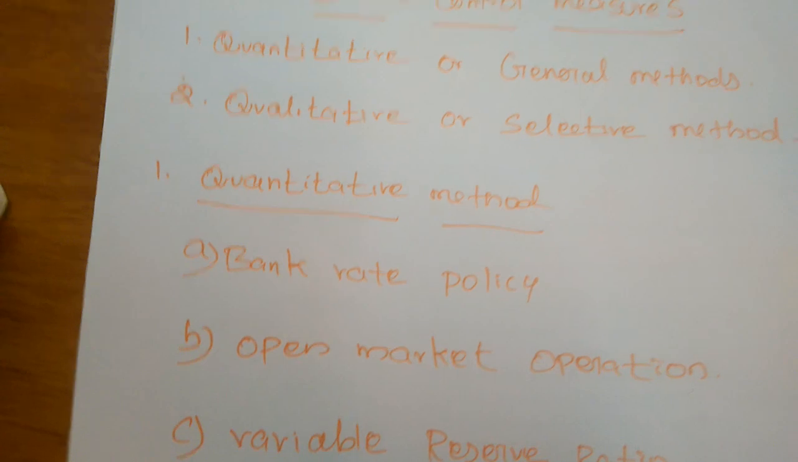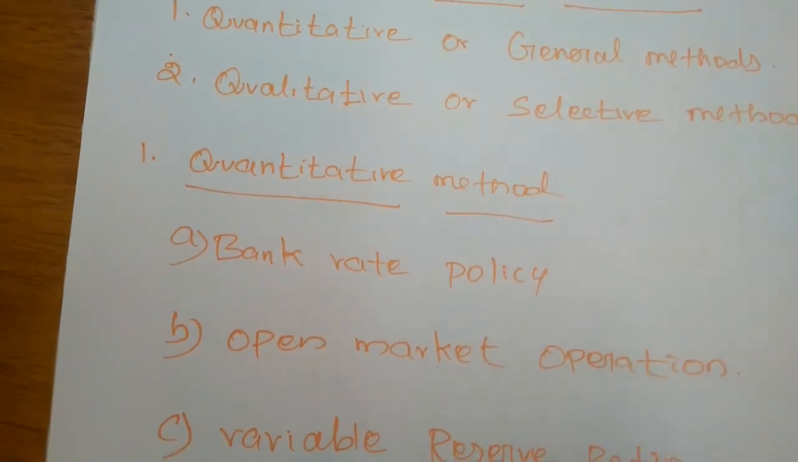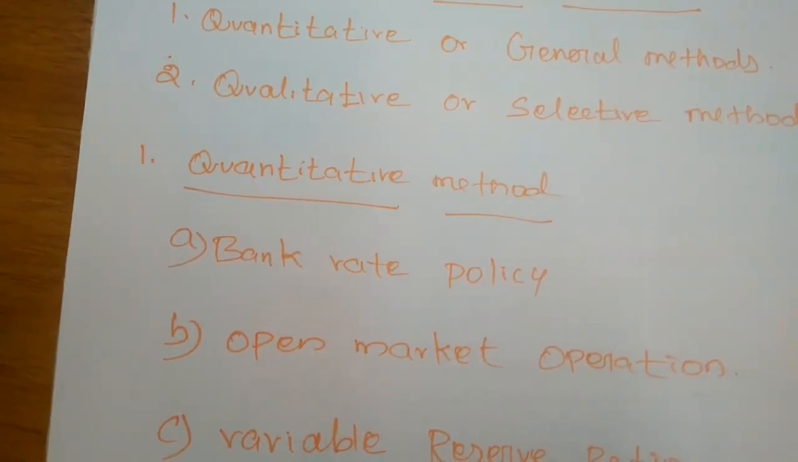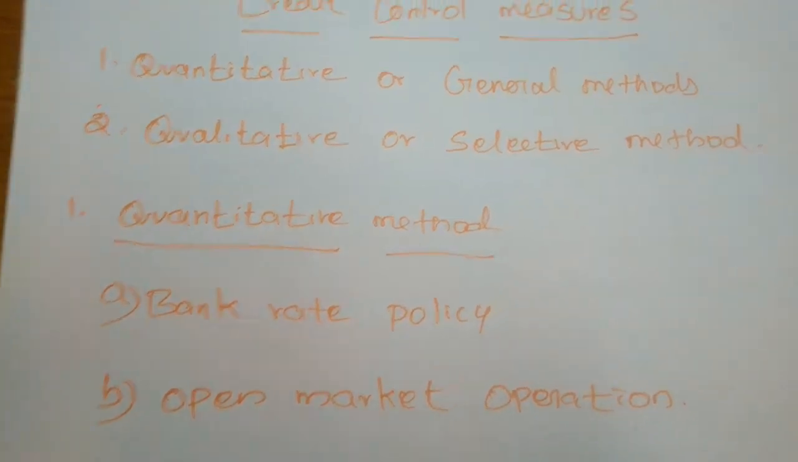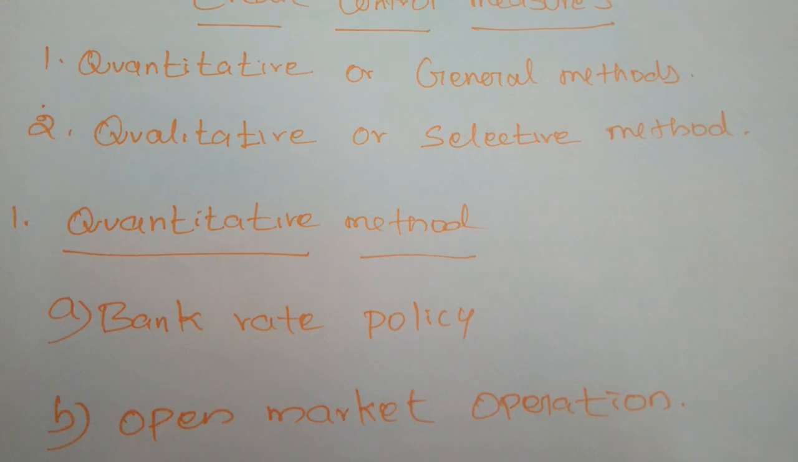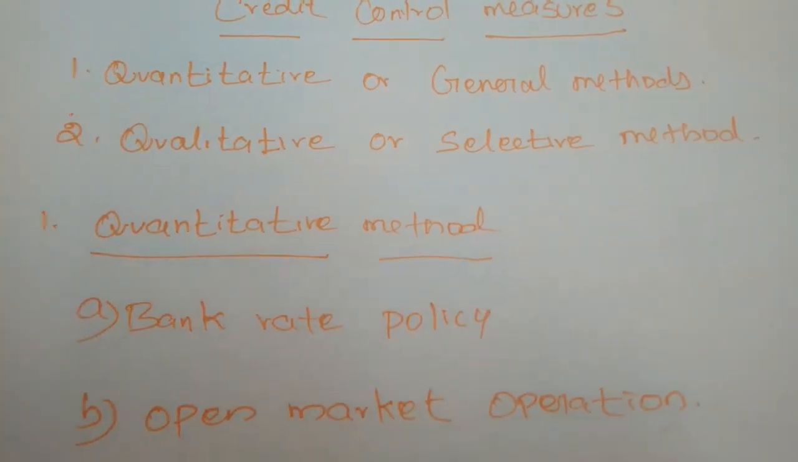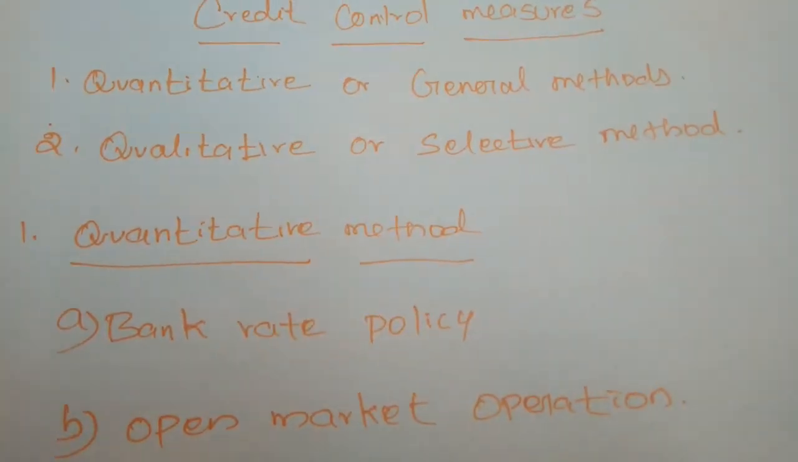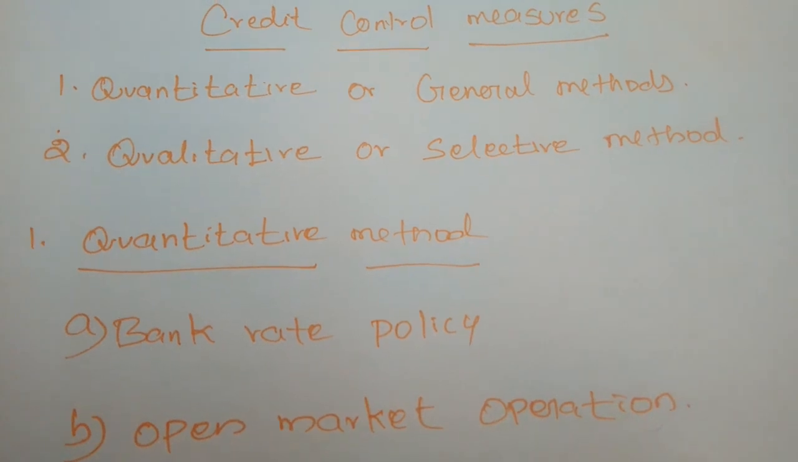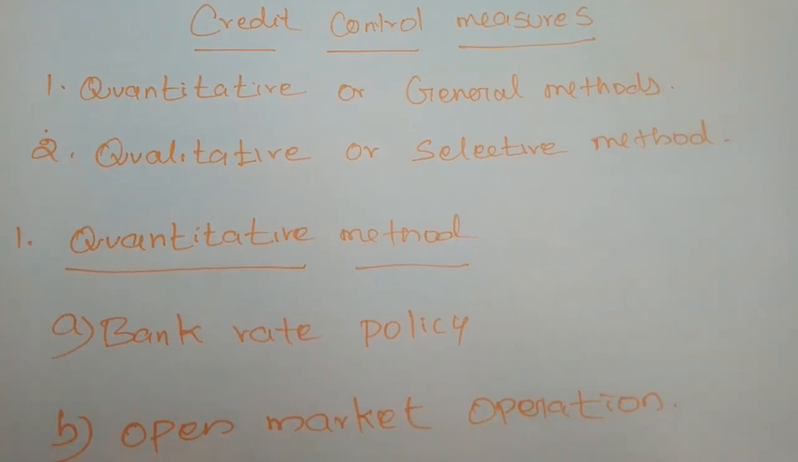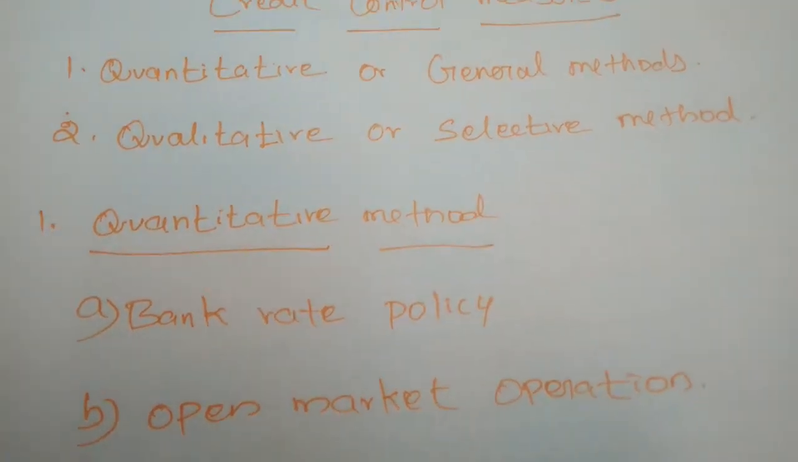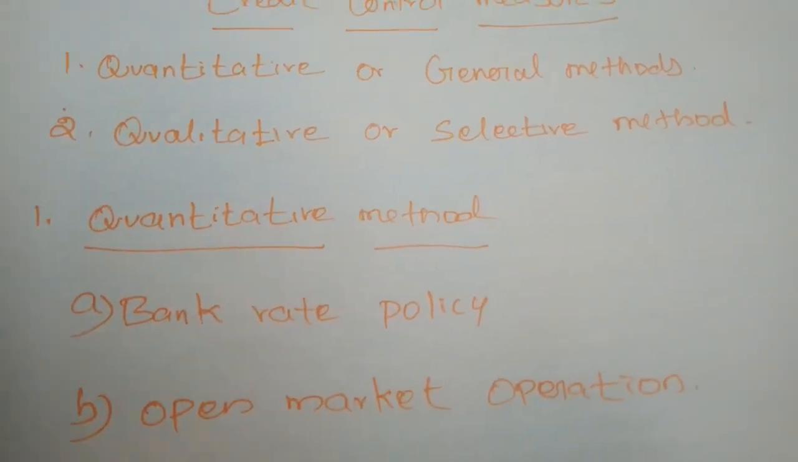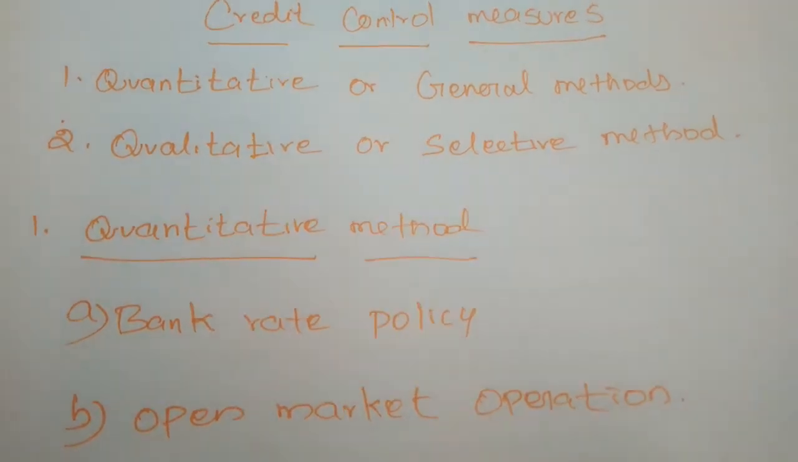So credit control is the primary mechanism available to the central banks to realize the objectives of monetary management. If you want to maintain monetary management very effectively, we must control the credit facilities provided by the commercial banks and the Reserve Bank. The Reserve Bank of India will have more power and capacity to control the credits.